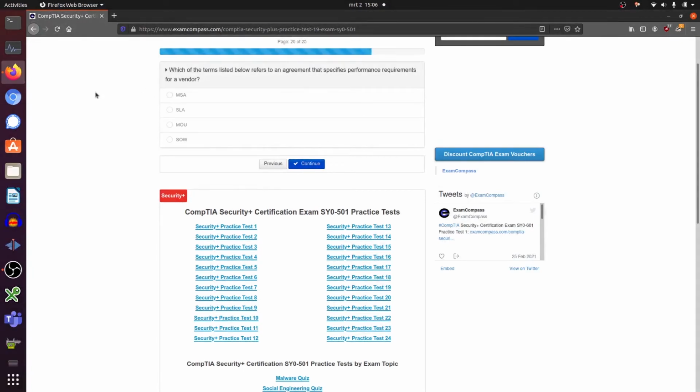Which of the terms listed below refers to an agreement that specifies performance requirements for a vendor? Also a service level agreement, because that performance has to do with availability basically. A type of agreement that documents technical and security measures of the interconnecting between the organizations that own and operate connected IT systems is referred to as an ISA.